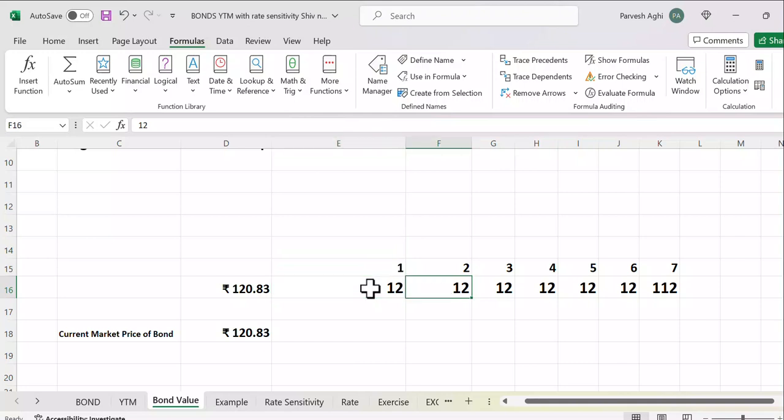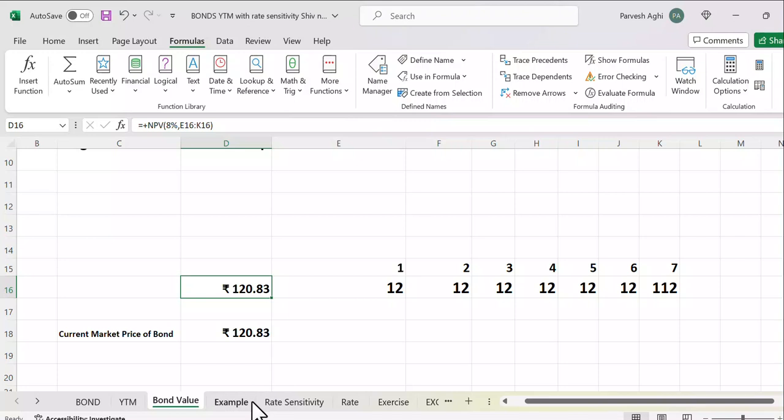Look at the screen. So you're going to get, in seven years, 12, 12, 12, at the end 112. And you are going to calculate the net present value of the bond from the figures 12, 12, 12, 112 and discount it at the rate of 8%. So that means the market value will be 120.83. Is that okay? Is it clear to all of you? Any doubts anywhere? Samajh aa raha hai aapko? So you can try this after the class, please do try. Otherwise, you will not remember.